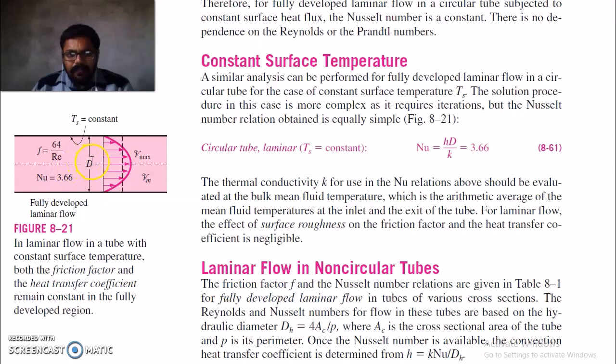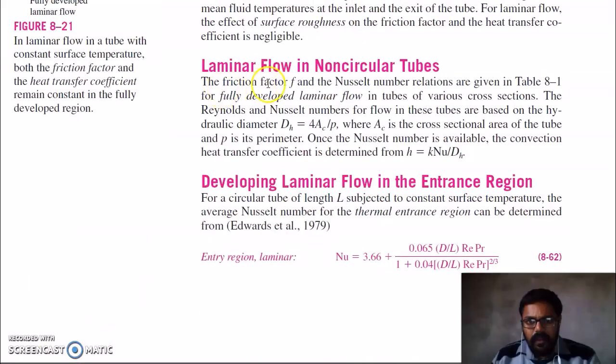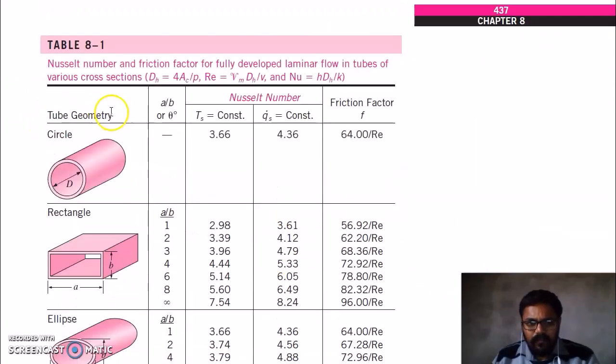Now note that in case of constant surface temperature, both friction factor and heat transfer coefficient remain constant in the fully developed region. For laminar flow, the effect of surface roughness on the friction factor and the heat transfer coefficient is negligible. Laminar flow in non-circular tubes: the friction factor f and Nusselt number relations are given in this table.